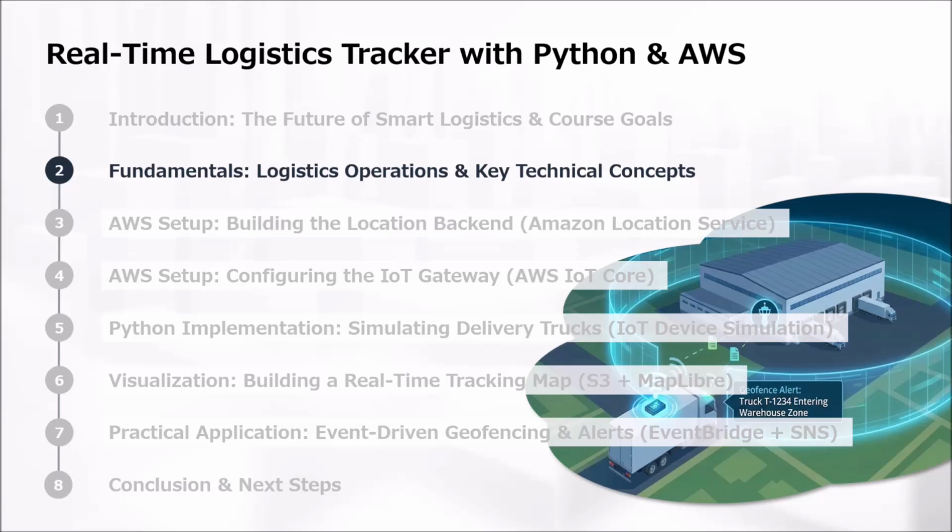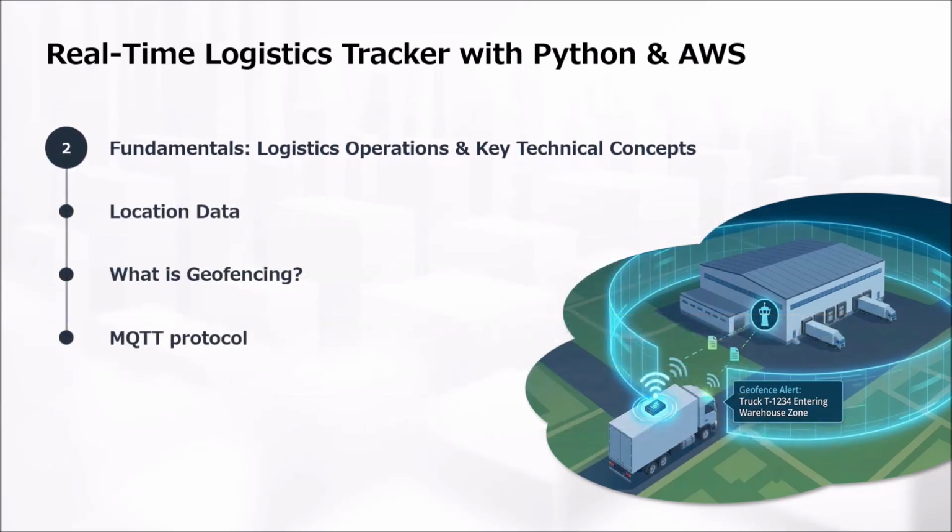Next, we move to Section 2, Fundamentals of Logistics Operation and the Key Technical Concepts. In this section, I will introduce the core concepts required for this system: location data, geofencing, and the MQTT protocol. Let's start with the location data.